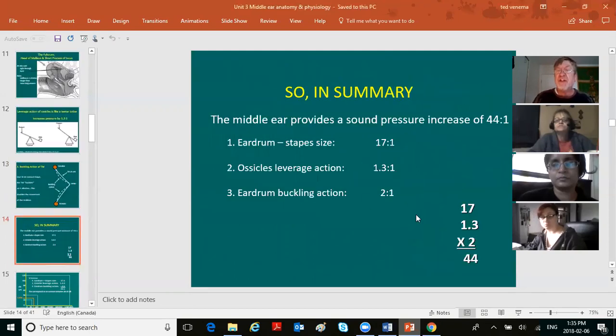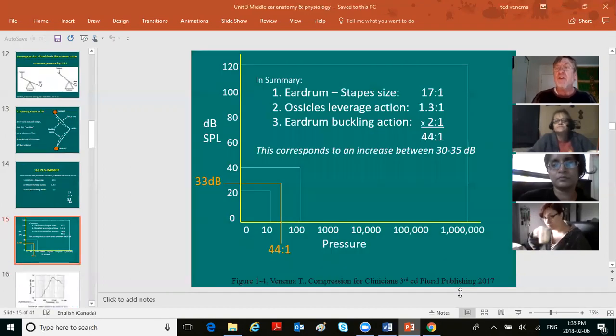So when you put all these together, you've got a pressure increase of 44 to 1. And what does that correspond to in decibels? And people who heard the 110 session this morning, you'll be able to piece some of this together. Because when you increase the pressure by 10-fold, you've gone up 20 dB. Increase the pressure 100-fold, you've gone up 40. Well, last time I looked, 44 to 1 is somewhere between 10 to 1 and 100 to 1. Work out the math, which we won't. It means that the middle ear makes up about 30 to 35 dB. That's why you've got a middle ear.